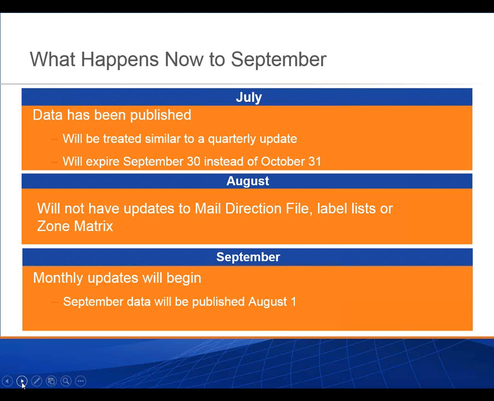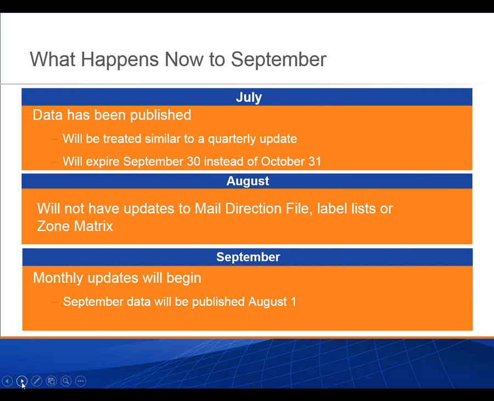So for July, at the end of June, you will be getting a new data update. In August, the Postal Service will not publish a new mail direction file, a new label list file, or a zone matrix. With that said, you still may receive an August update of Presort data from us, because also part of that data set is the city-state file and the delivery stats file, and the AIS products are updated every single month, so we will have August AIS data to distribute.